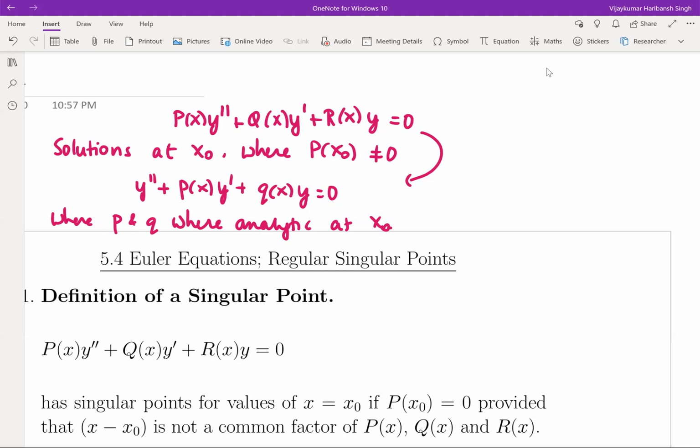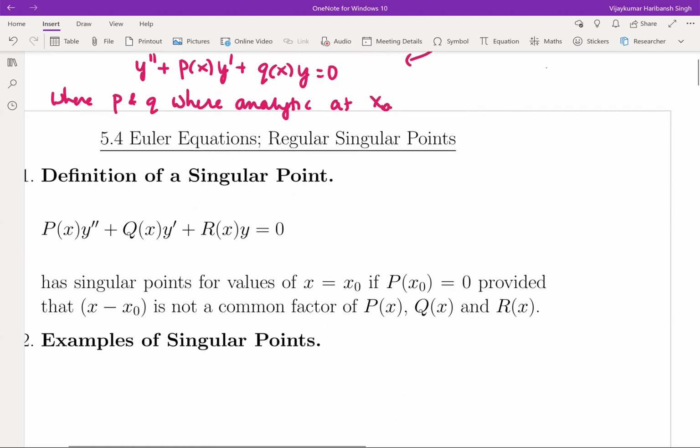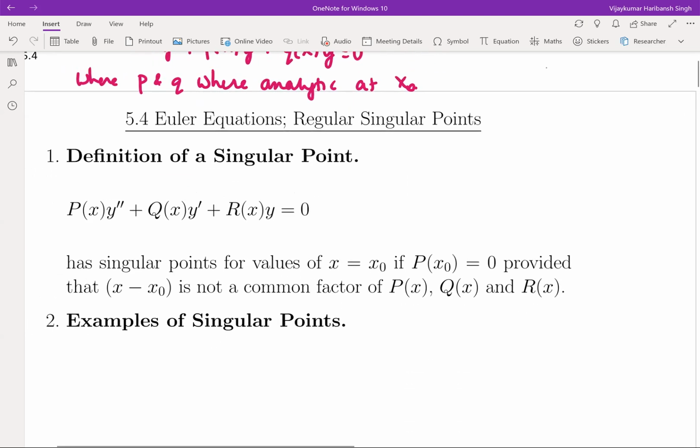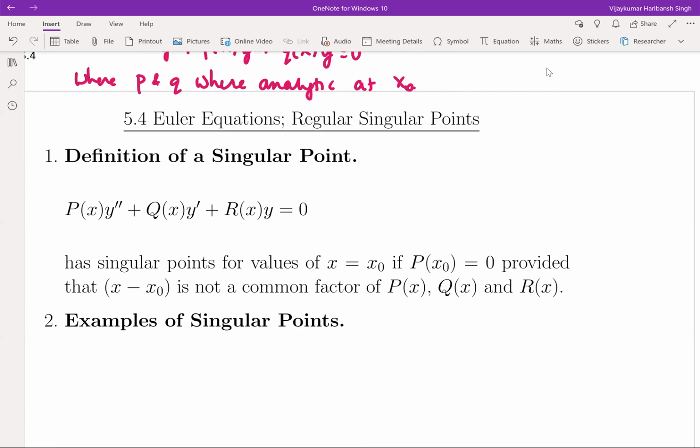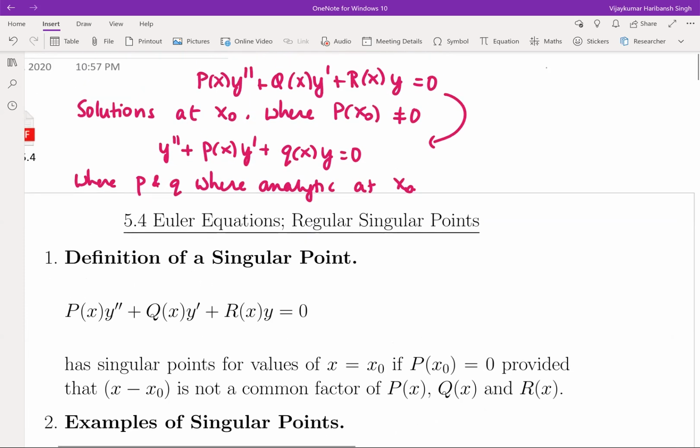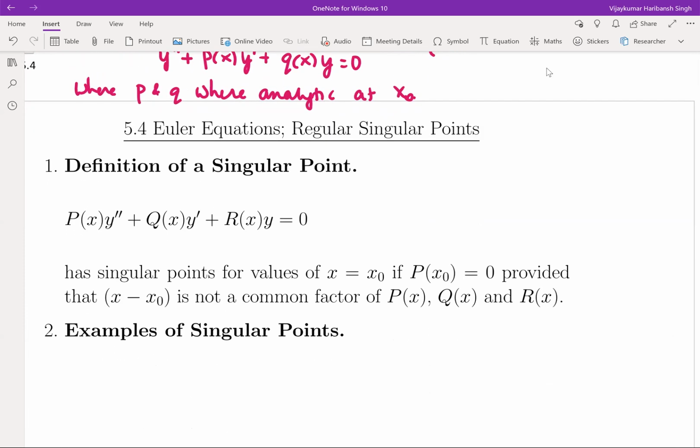Now we want to discuss the other case where we have the following differential equation: P(x) y double prime plus Q(x) y prime plus R(x) y equals to 0, but we do not want the non-singularity, but instead we are looking at the singular points. So what is a singular point? If you take this differential equation, it has a singular point at x equals to x naught if p of x naught is 0, provided x minus x naught is not a common factor of P(x), Q(x), and R(x).